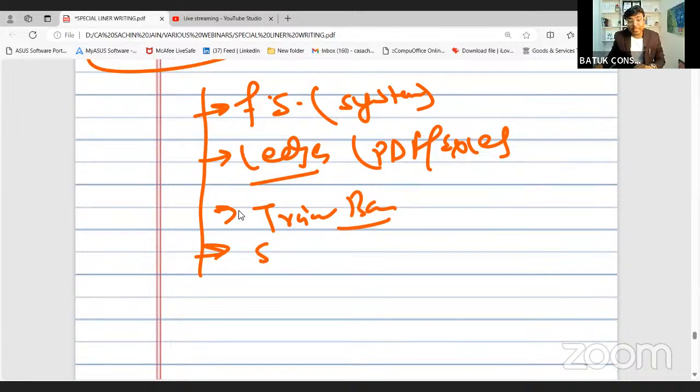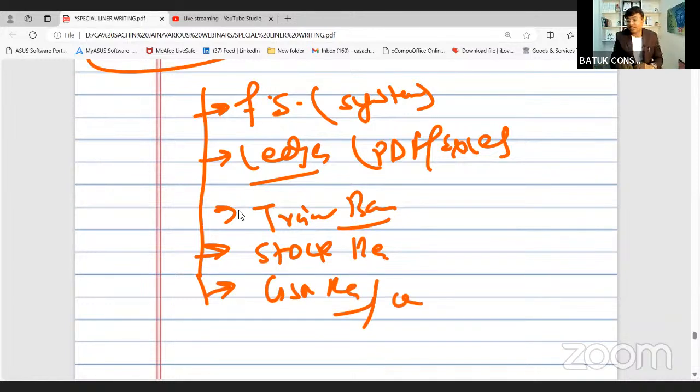There is a requirement to take the stock register, inventory register, GST registration certificate and other registration certificates. These are very important documents which we need to take from the client, and we need to maintain these documents for the next 5 to 6 years. Okay, so the financial statement, that means the system-generated financial statement.